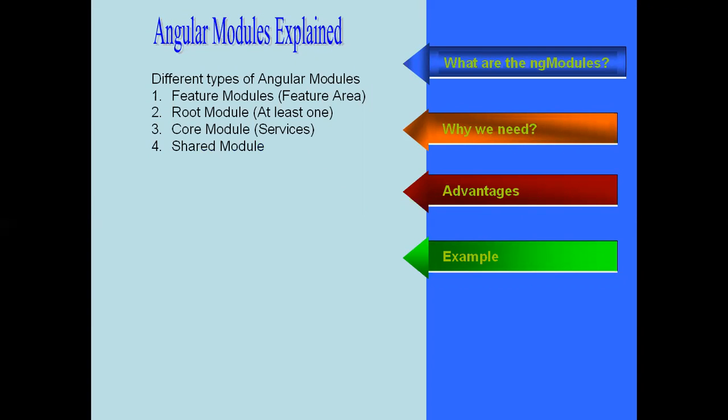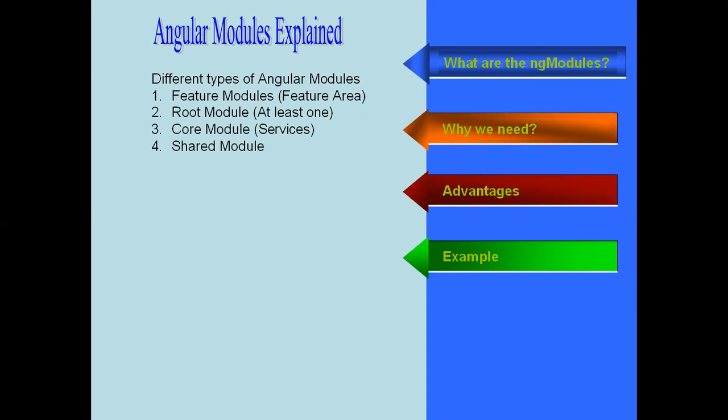Next is the shared module. By the name we can know what a shared module is. Shared modules hold things in our application, such as components, that we know can be reused. If we forget about the shared module, then what we have to do, like we have some utility modules, for example.